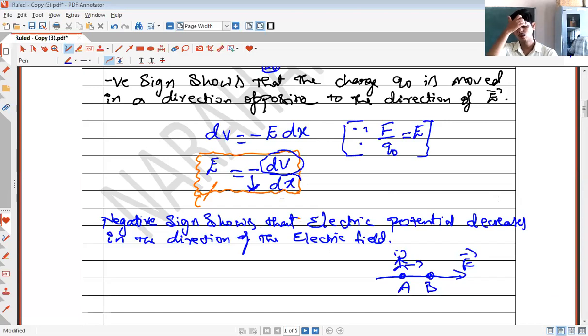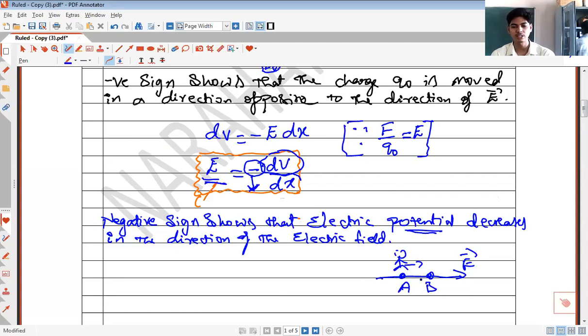Not low to high. It is moving from a higher potential point to a lower potential point. That's the significance of this negative sign. The negative sign shows that in the direction of the electric field, the potential decreases.